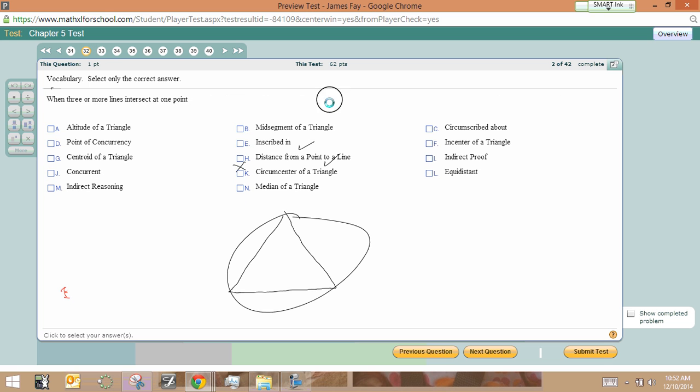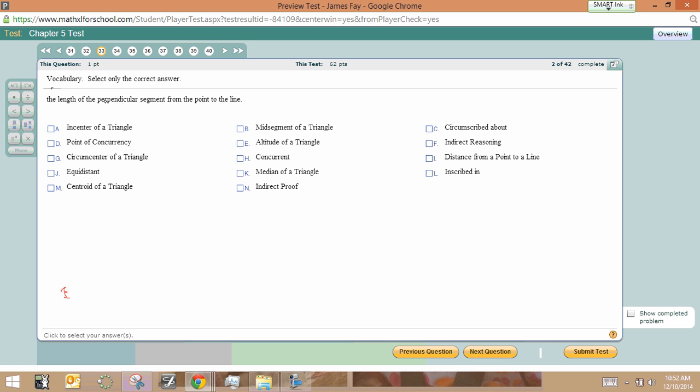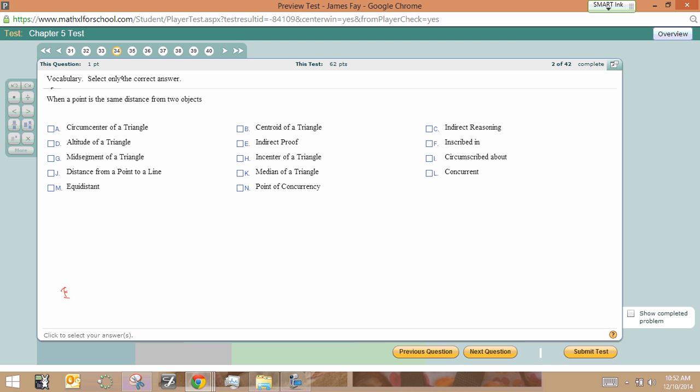32, when three or more lines intersect at a point, that means they are concurrent. The length of the perpendicular segment from a point to a line, that is the distance. Okay, distance from a point to a line. 34, when a point is the same distance from two objects, that's equidistant. 35, the point of concurrency for the angle bisectors, that's the incenter.